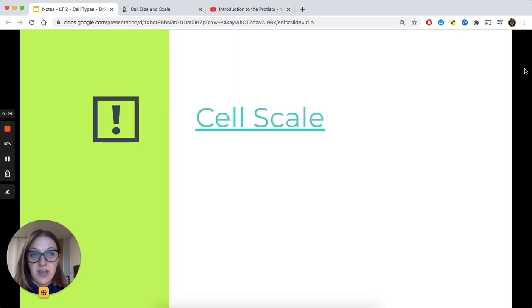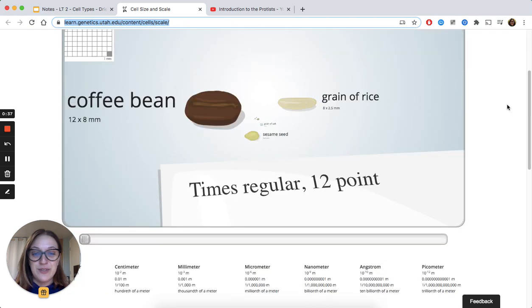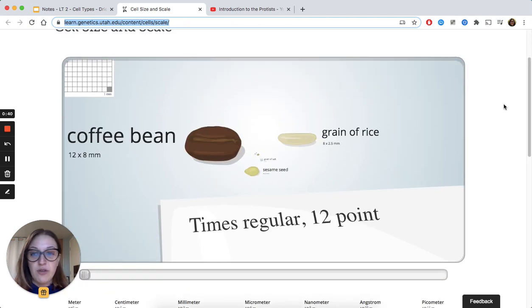So let's start with a brief overview of cell scale. It can be really hard to grasp the notion of how small individual cells can be. So I wanted to walk you through this brief little animation. I did link this into today's assignment in case you want to explore it a little bit more yourself. So if you can see here, this is representing if you were looking at a piece of paper and looking at the 12-point font size.